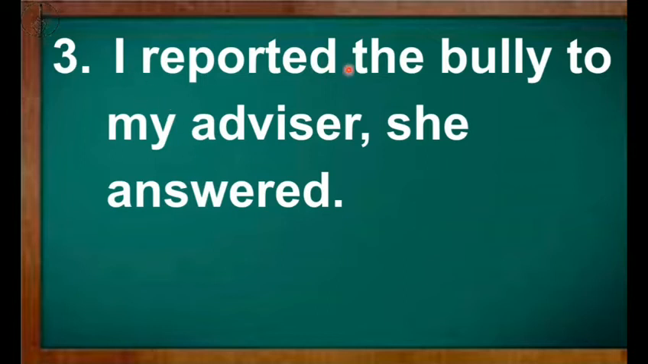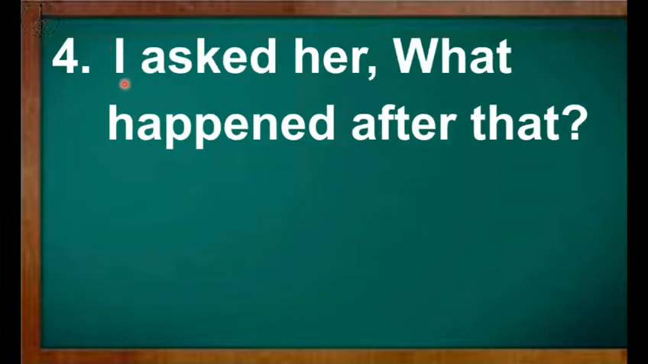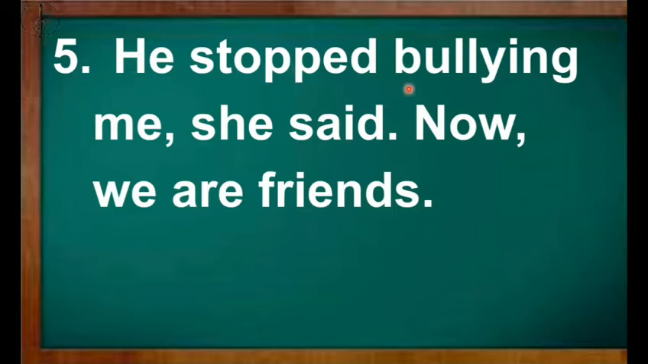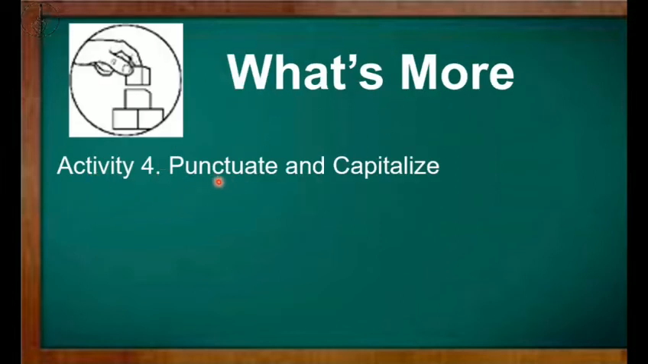Number 3. "I reported the bully to my advisor," she answered. Alright? The answer should be like this. Quotation mark here, and then I reported the bully to my advisor, comma, and then close quotation mark. Number 4. I asked her, "What happened after that?" Alright? It should be like this. Quotation mark here, and then what happened after that? Question mark, and then close quotation mark. Number 5. "He stopped bullying me," she said. "Now we are friends." Alright? The answer should be like this. Quotation mark before he stopped bullying me, comma, and then close quotation mark, she said. Now we are friends.